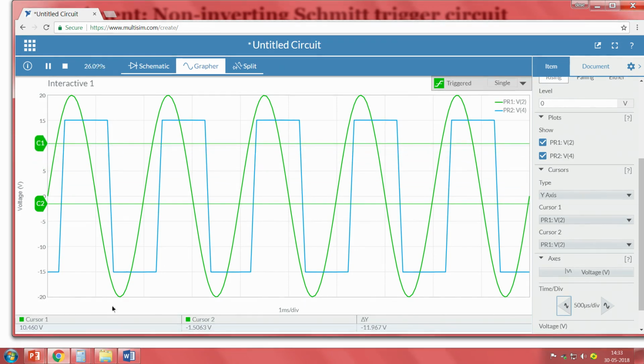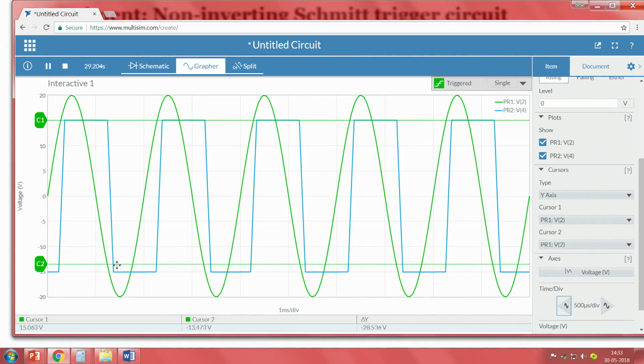So, you can see C1 is somewhere around 10 right now. I will go to 15 volts, moving to 15, right, and C2 should be minus 15. So, we can see the C2 value here, right. Now, the output is as per expected.